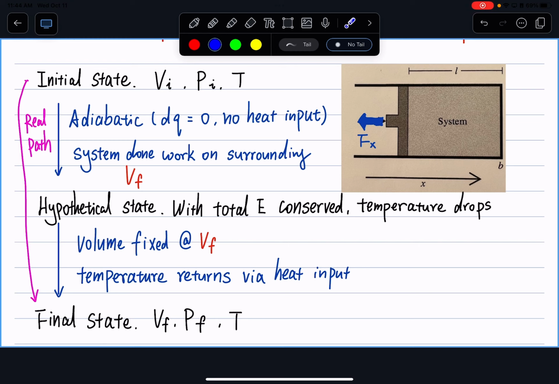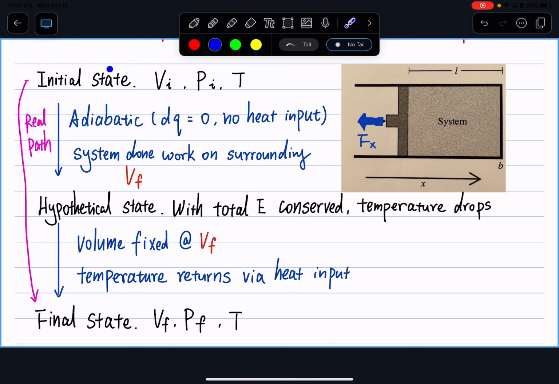Now, in this process, in order to understand how things are going, we want to introduce a hypothetical state. What that hypothetical state means is, let's assume the first transformation is an adiabatic process where your heat transfer is 0. There's no heat input. In this case, we're talking about an expansion of your gas, so your V final will be larger than your V initial.